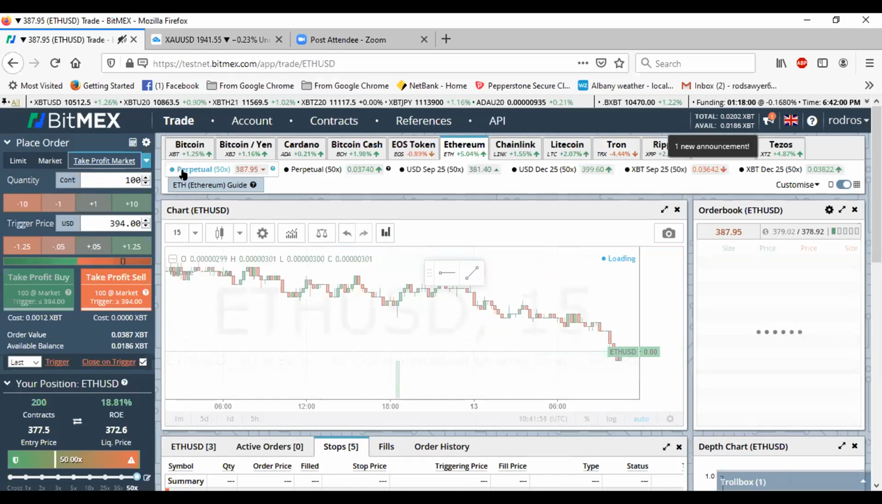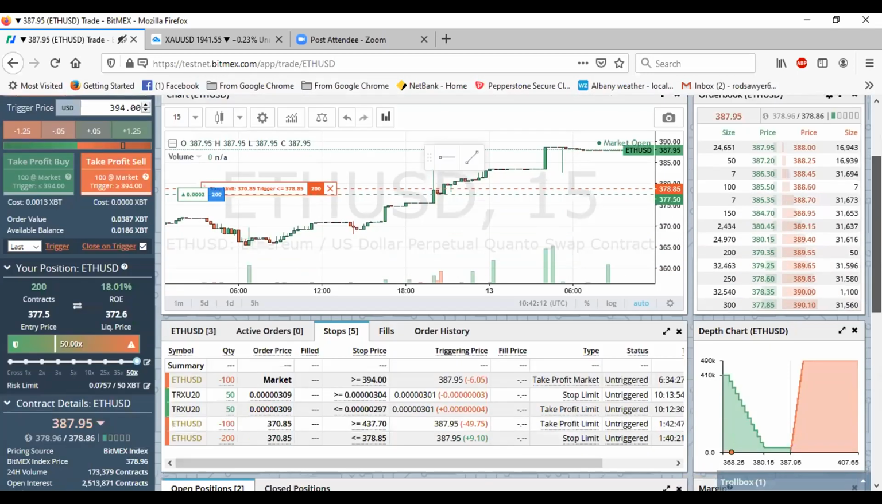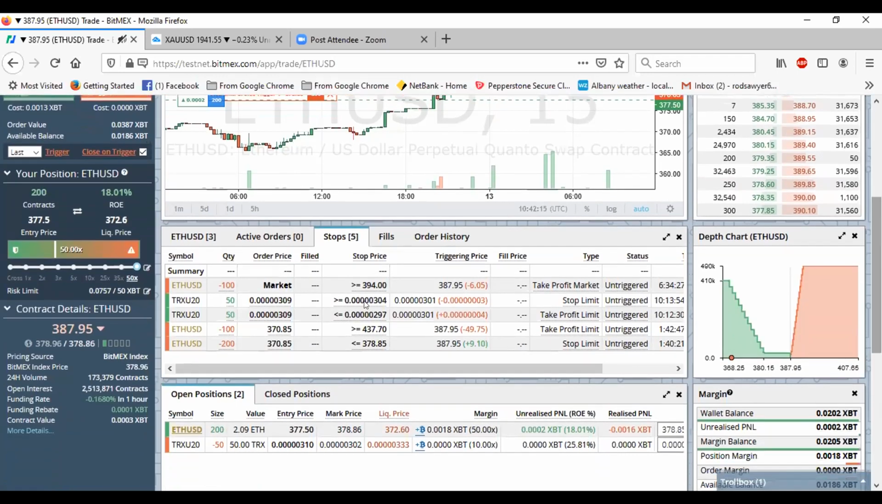You're using the perpetual contract, which is this one here, which is ETHUSD. So you're just trading Ethereum against the US dollar. Right. And you scroll down the bottom on the left, contract value is 0.0003 Bitcoin. So if you have 100 contracts, it's 0.03 Bitcoin you're going to use.